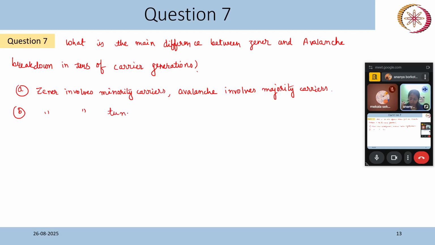Zener involves tunneling. This is the correct answer, right? And avalanche involves impact ionization. Okay, this is the correct answer, option B, but I'm writing all the options.